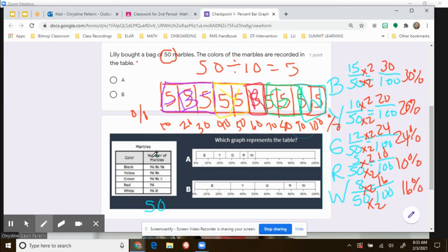Now remember, we did ours out of order. It looks like they did the order of the graph: black, yellow, green, red, white. We did black, yellow, red, green, white. But it's still the same thing. Okay? So make sure you pick the graph that looks most like yours with nothing left over. There shouldn't be anything left over. And that's how you do checkpoint 1. Make sure you click your answer and submit.